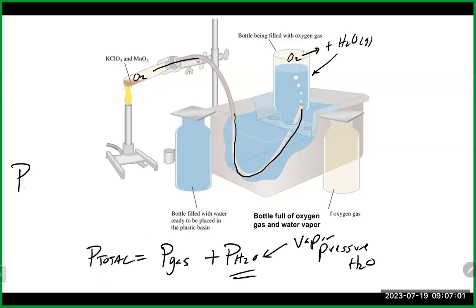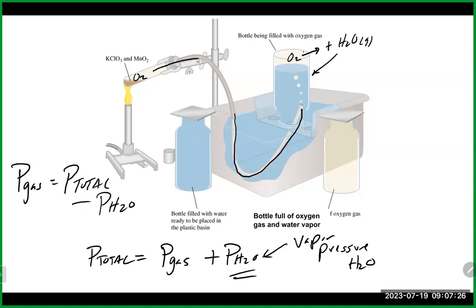To get the pressure of the gas by itself, you basically take the total pressure and subtract the vapor pressure of water. So it's sort of a correction calculation. Sometimes people will refer to that as getting the pressure of the dry gas, because you're basically subtracting off the water's contribution. So sometimes that's what it's referred to. It's always a case like that.